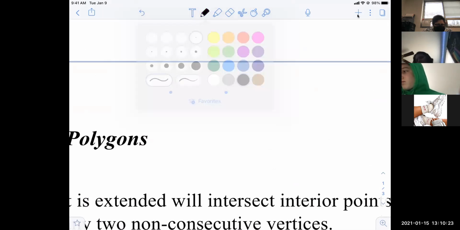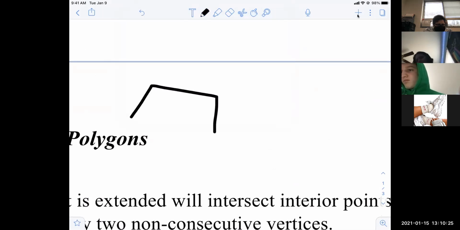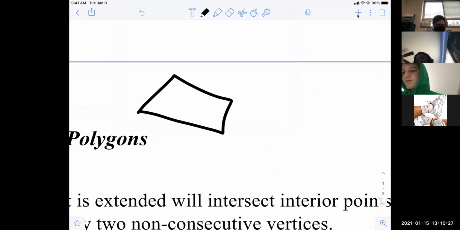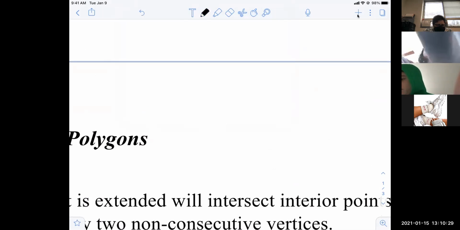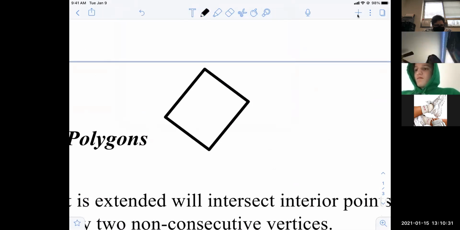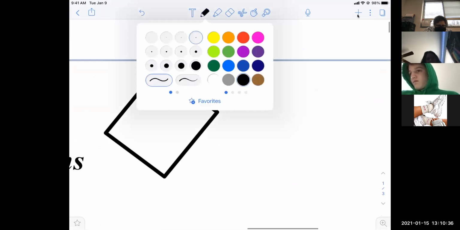So there's two types of polygons. Oops, sorry, it's too slow. I don't want that to look so pretty. Yeah, it wants me to make it look pretty. This is convex.